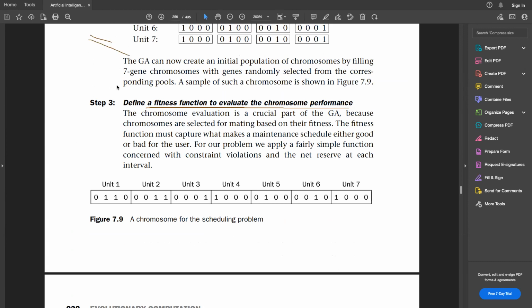Sorry. Let me erase, clear all drawings.